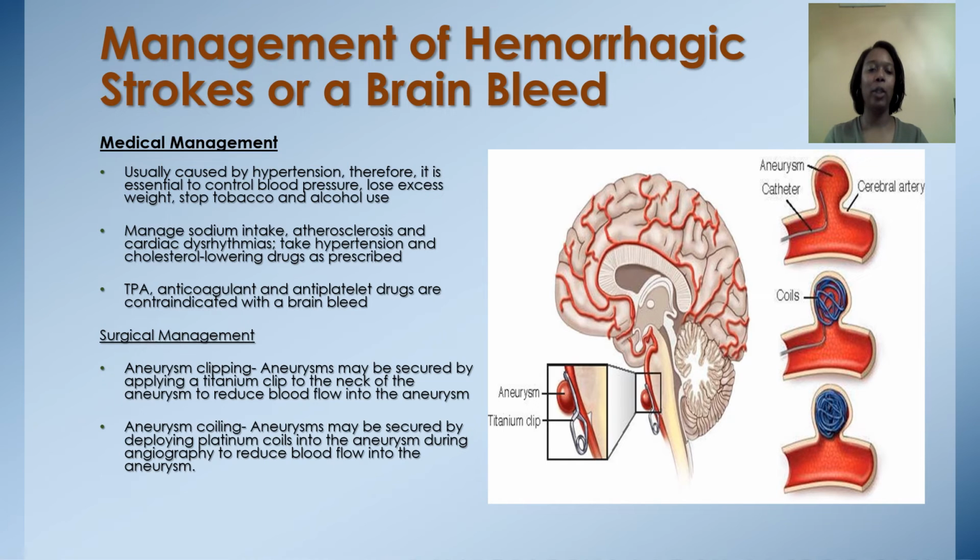Surgical management includes aneurysm clipping, and to my right you can see a picture of that titanium clip that is placed on the aneurysm, as well as an aneurysm coil. And there is a picture to the right as well that shows a coil that prevents the blood flow into that cavity in the artery from the weakening of the wall, preventing the rupture of that artery.